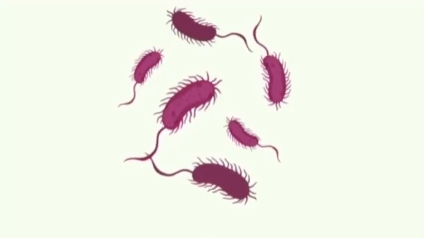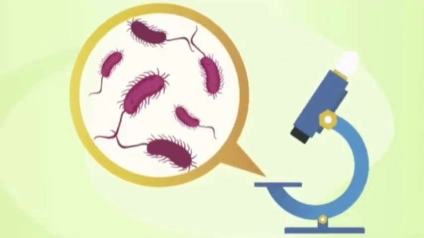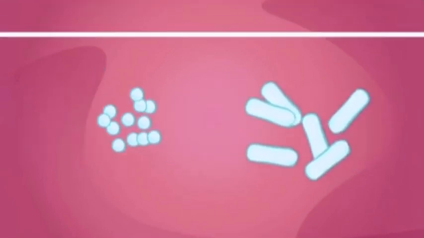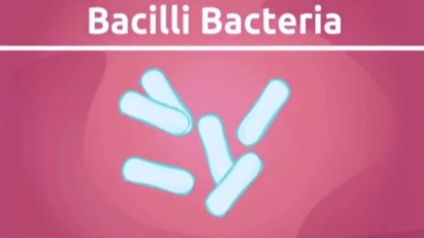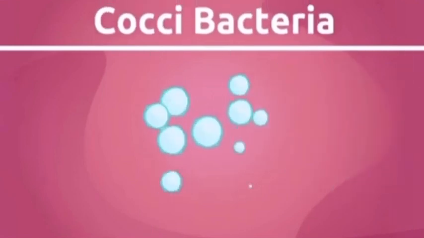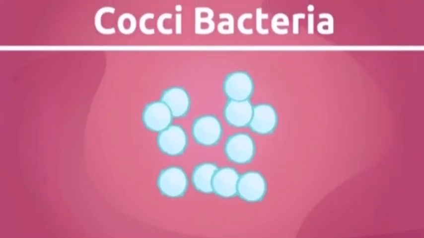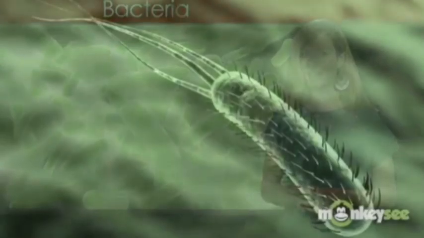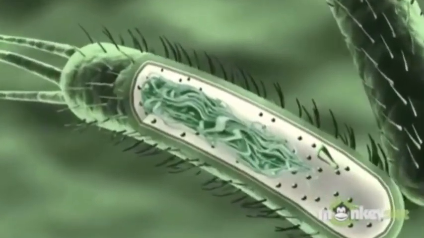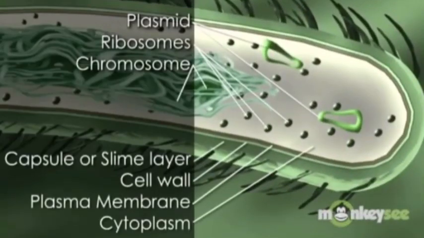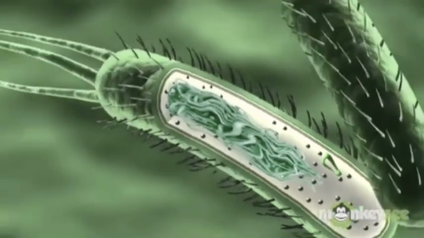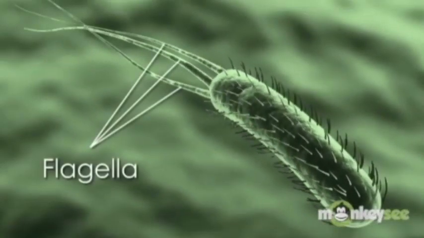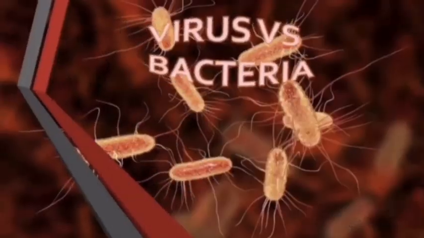Bacteria, sometimes called prokaryotes, are microscopic single-cell organisms that lack a nucleus and other membrane-bound organelles. There are several types of bacteria. We classify them into three: bacilli bacteria, cocci bacteria, and spiral bacteria. Most bacteria have the same major parts: a protective cell wall, a cell membrane, and a strand of DNA. Many bacteria also have flagella to help them move.